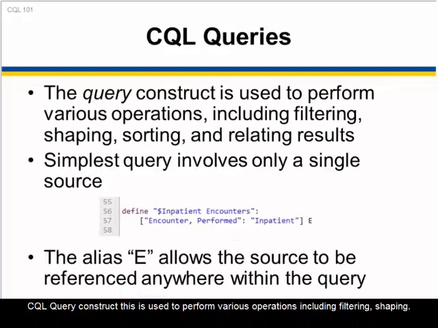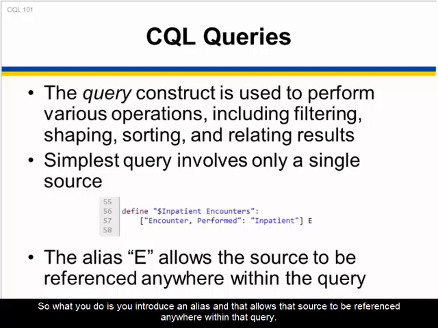The CQL query construct, this is used to perform various operations, including filtering, shaping. This is a core construct within CQL. The simplest query involves just a single source. So what you do is you introduce an alias, and that allows that source to be referenced anywhere within that query. It's a clause-based construct, and there are several different clauses that you can introduce.